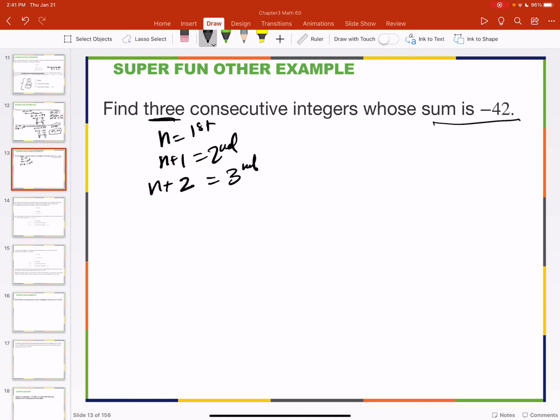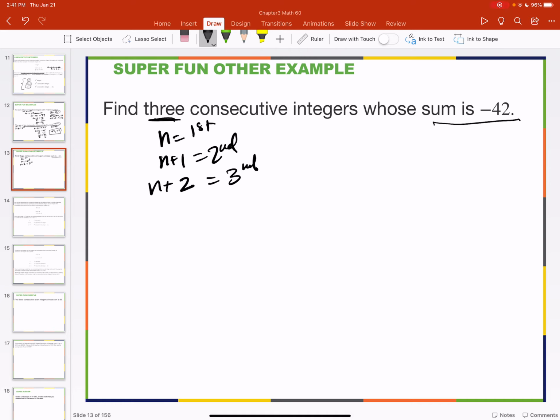Okay, so now what do we do? We combine like terms. There are 3 n's, and then you have a 1 and a 2 here, so plus 3 is equal to negative 42. Subtract both sides by 3. We get 3n is equal to negative 45. Divide by 3. We get n is equal to negative 15.